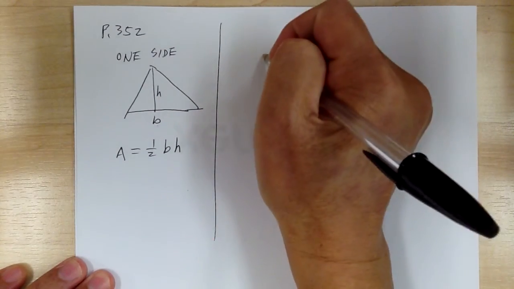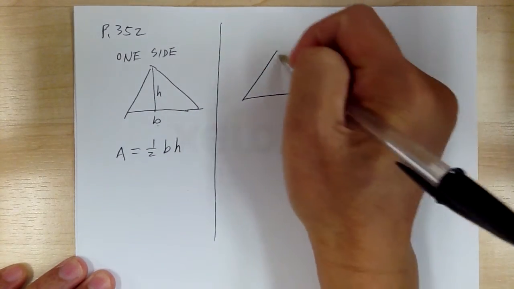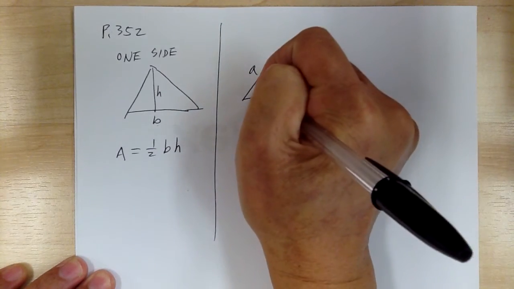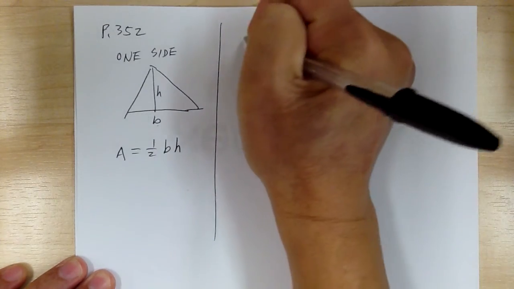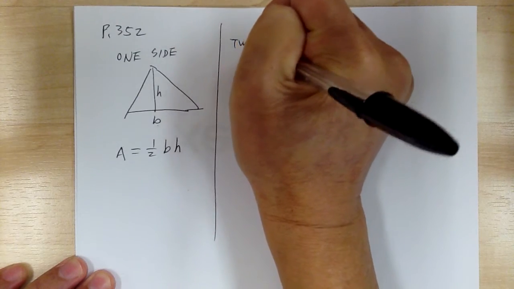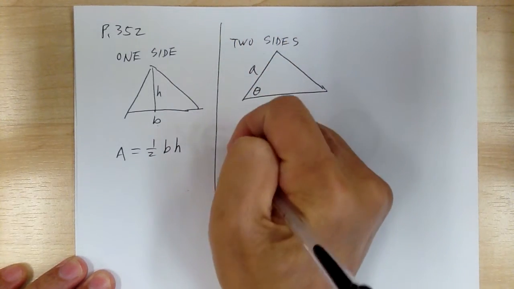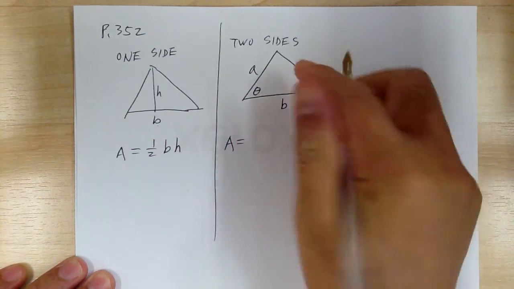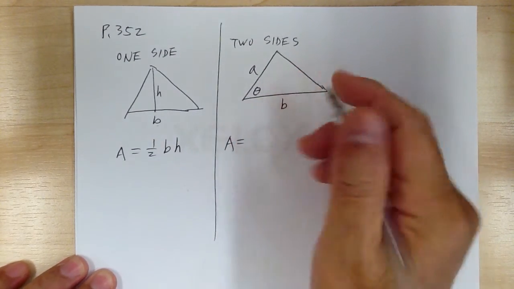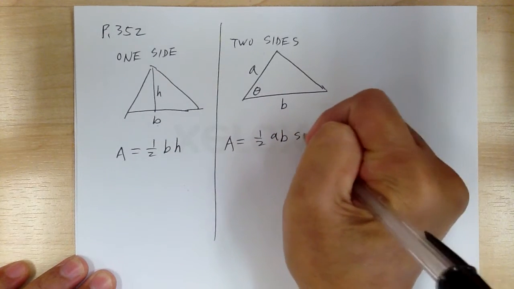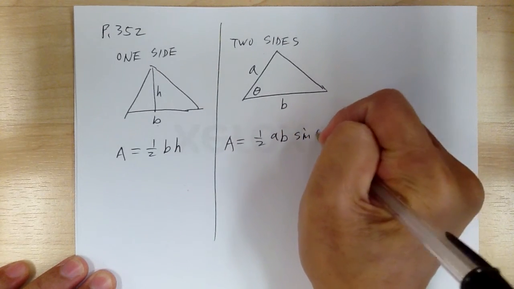Now when they give you two sides, if they give you A and B and they give you the angle right over here, so this is when they give you two sides, then the formula for the area of the triangle is A equals 1/2 AB sine theta.